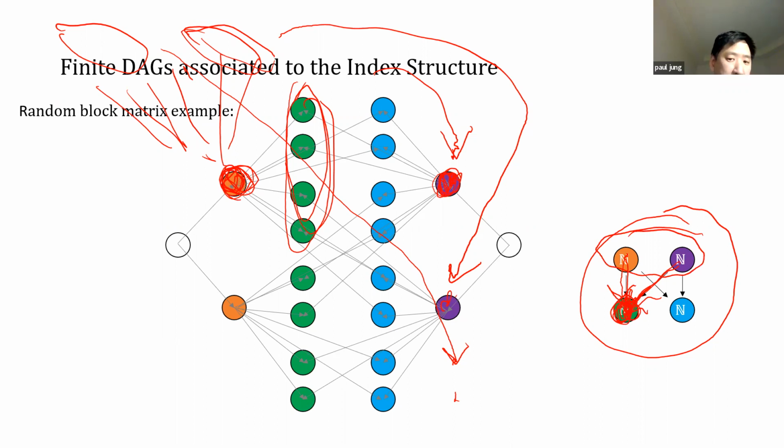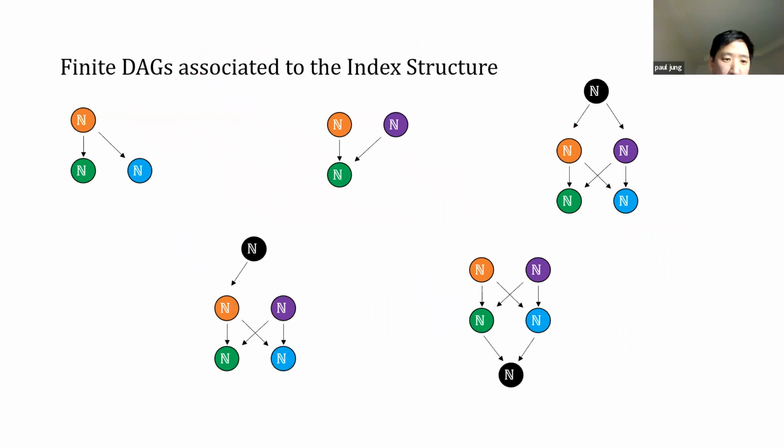Okay, so we can now draw any finite DAG that we want. Here are some examples. So what is the sort of exchangeability that's given by these structures? Maybe I can go through these examples.